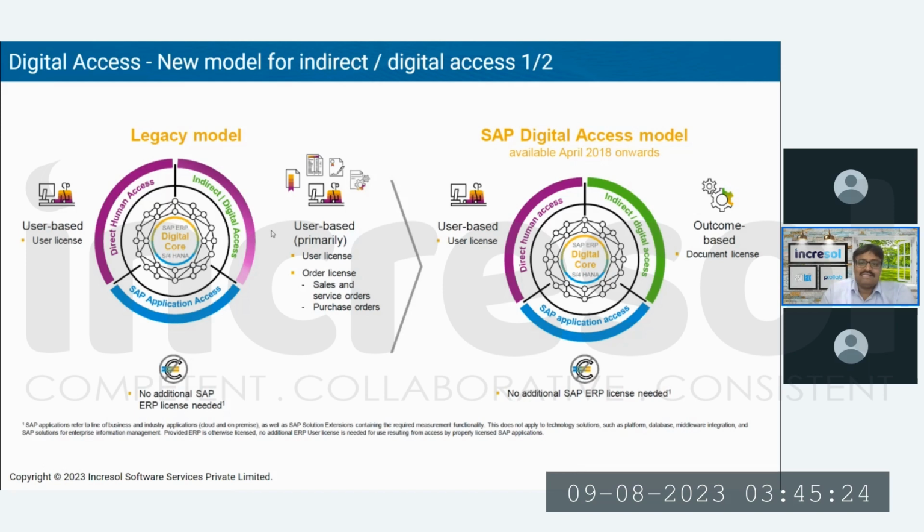But now all this licensing has changed. The indirect access licensing is changed to document-based licensing. This is effective from 1st of April 2018 onwards. This is called a document license, or outcome-based license. So it's the number of documents you are creating using the indirect or digital access that will be counted under the document licensing criteria. The measuring metric is a document here. It's not a user. That's why we call it a document license. We'll see what the document license is in the next slide.